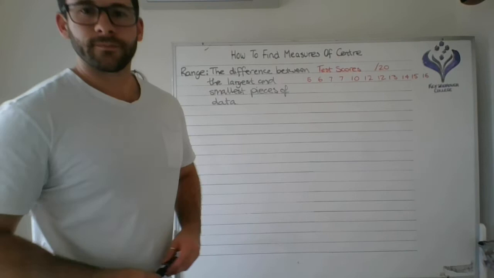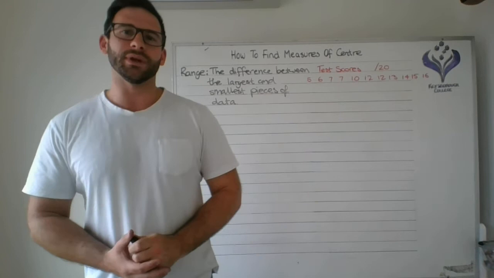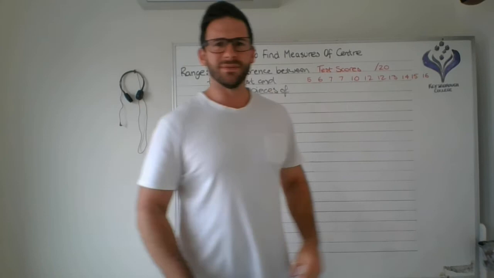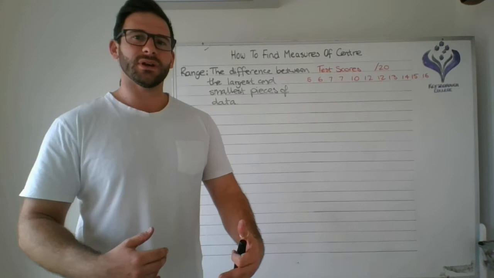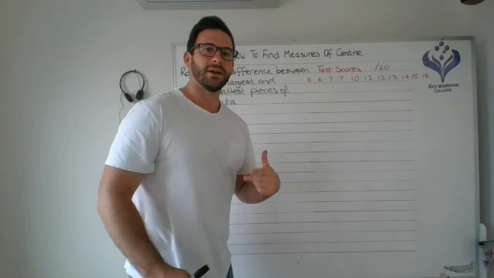Finally, the last little bit of this video, I just want to dedicate to something we call the range. It's not necessarily a measure of centre, but the range is still something that we talk about in statistics. Within my class of 11 students, we had a bottom score of 5 and a top score of 16. The range is the difference between the largest and the smallest pieces of data. When I use the term difference, I'm actually talking about subtracting those numbers. So the difference between the largest being 16 and the smallest being 5 is going to be 16 minus 5.